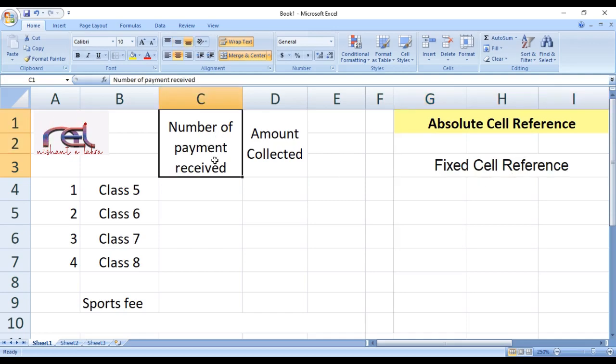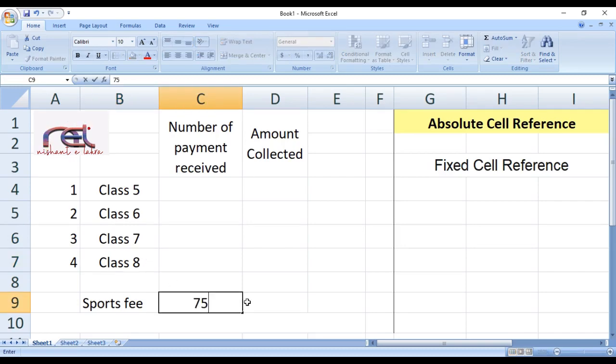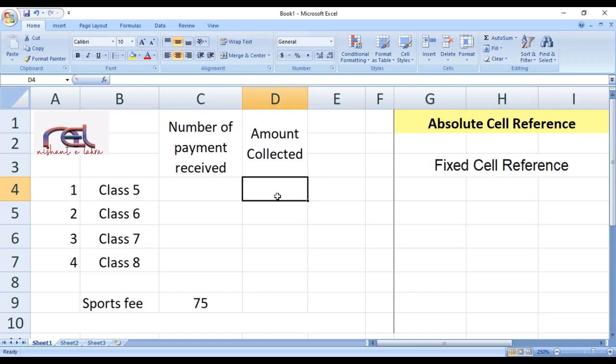Now let's see fixed cell reference, right? This is a form of absolute cell reference. Here, on your screen you will see 4 classes: class 5, class 6, class 7 and class 8. Sports fees is 75 rupees. And in column C you will notice that it is mentioned number of payments received and amount collected. So amount collected will be equal to how much? Number of payments received into sports fees. That means C4 into C9.